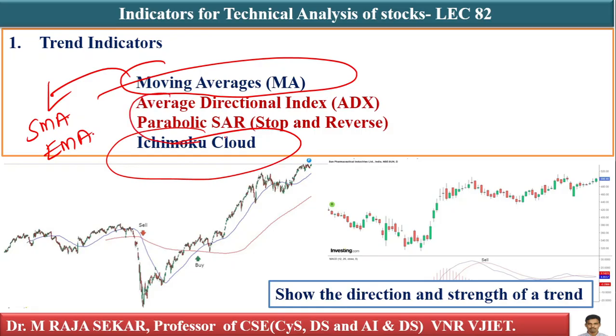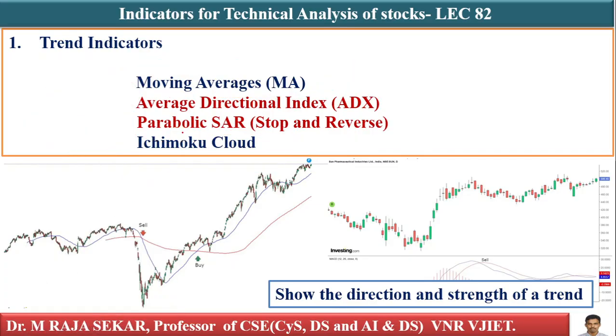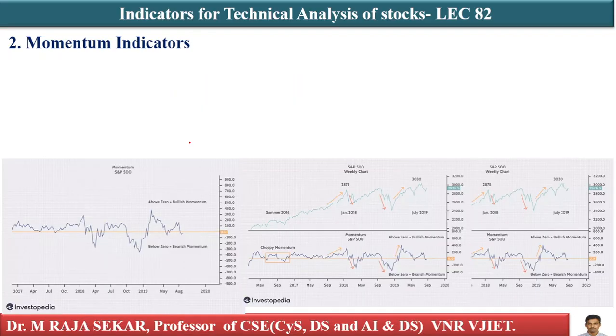Then what about these two, ADX and Parabolic SAR? We will see, depending on requirement, whether to discuss these red color indicators. But certainly we will discuss this one. What is that? Moving averages, in the sense, as I told you, simple moving average, exponential moving average, and Ichimoku cloud indicator. We will see how it will be.